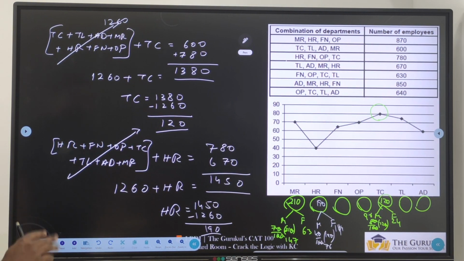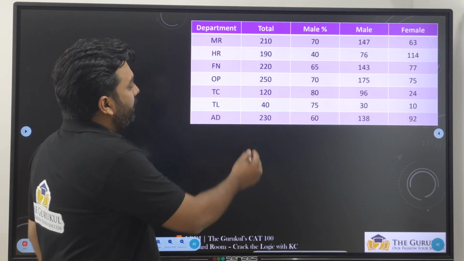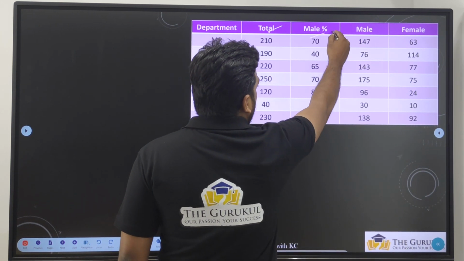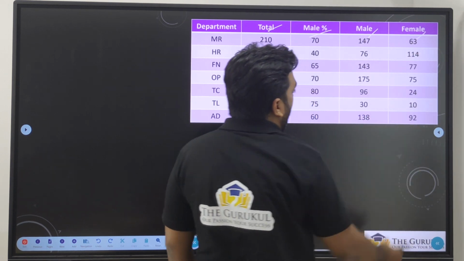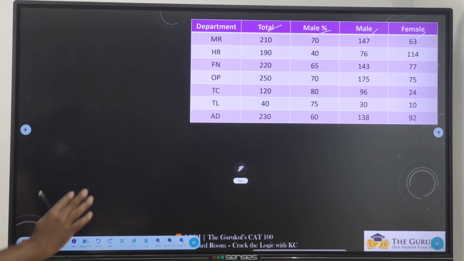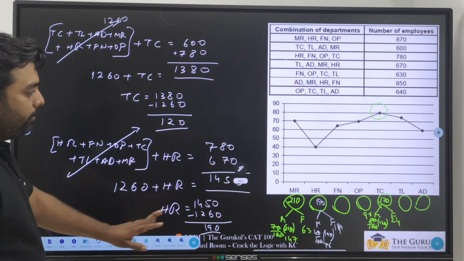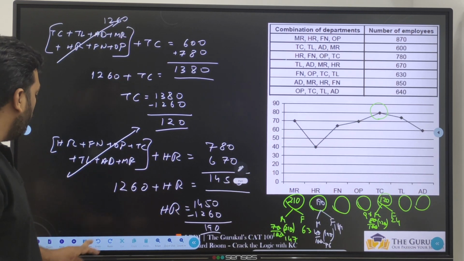Clear? The same way, if you frame a table, you will get something like this: the total number of people, the male percentage which is given in the line graph, and the number of male people and number of female people. Clear with this? If you did not come to this point yet, pause the video over here, continue, find all the values, and then go to the next slide.